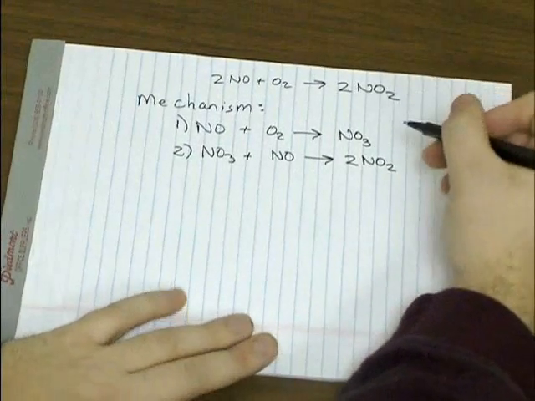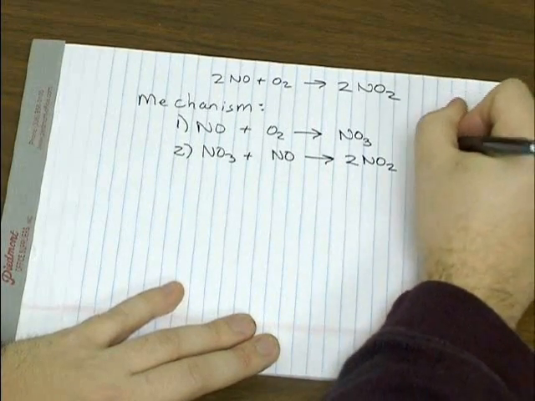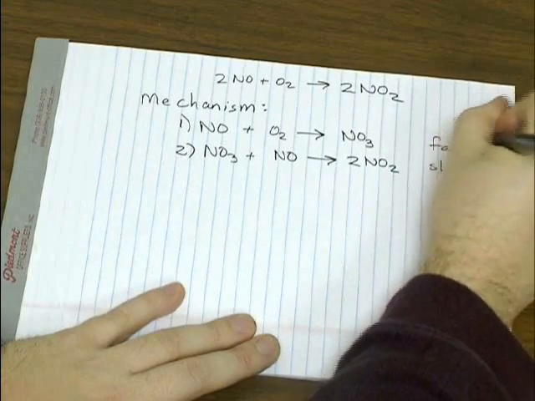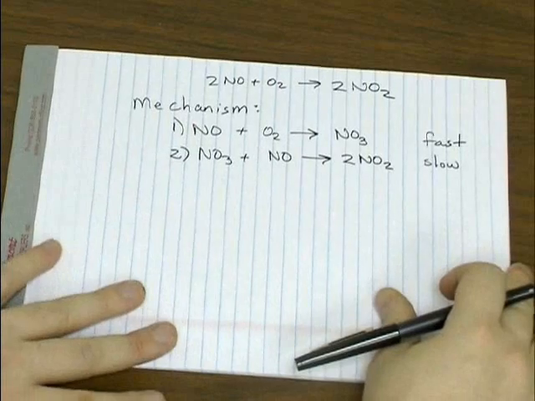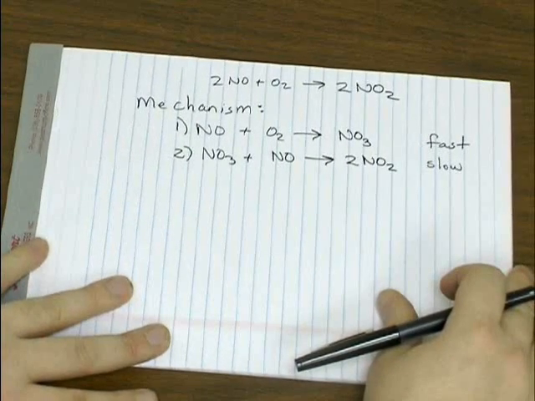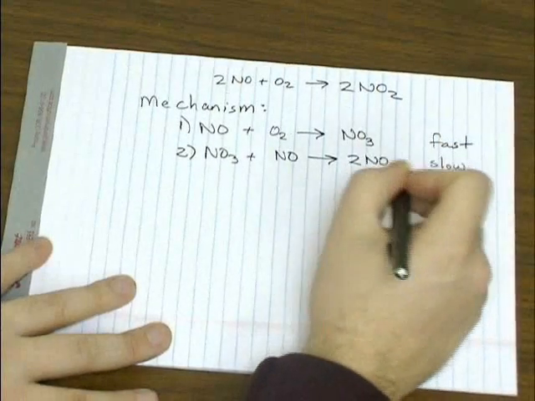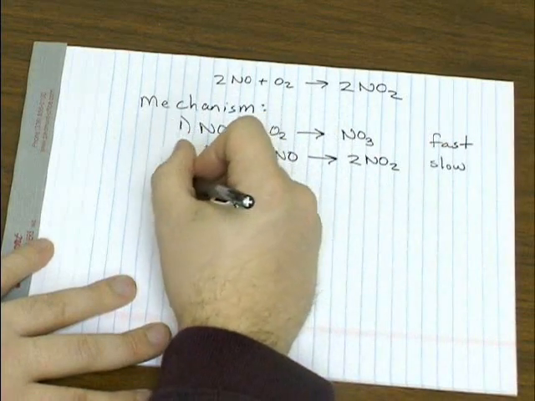Let's look at this reaction one more time, but this time let's make the second step the slow step. The first step is going to be the fast step. Now, just like before, the slow step is going to be the rate determining step.